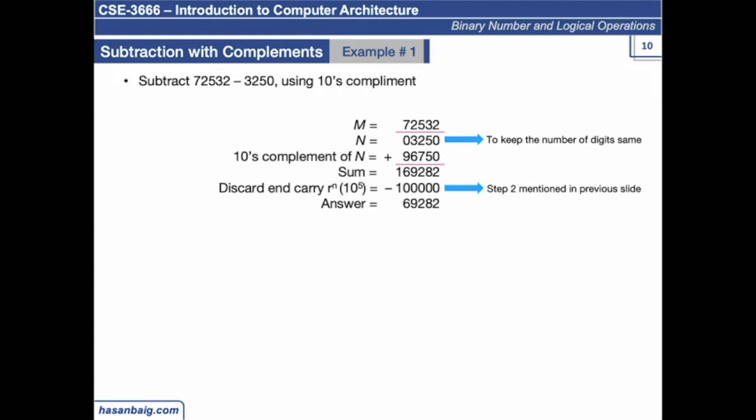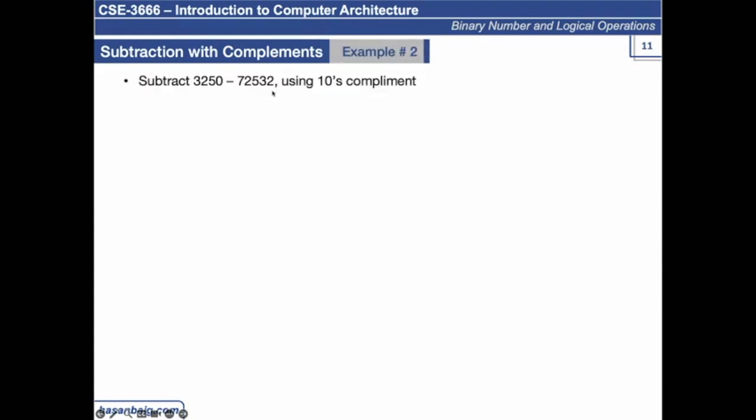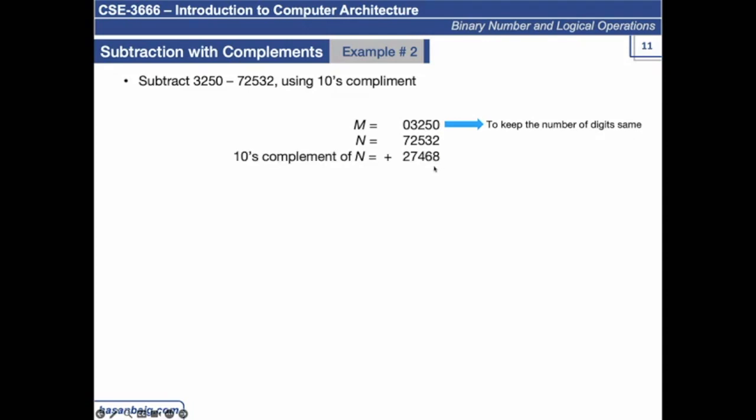Everyone understood? Okay. Now let's take another example, the other way around, subtracting 3250 minus 72532. Now M is smaller than N here. Again, represent M with a leading 0 just to be synchronized with the number of digits. We have N as 72532. We need to take its 10's complement because N is being negated here. When you take the 10's complement, it results in something like this: 27468.